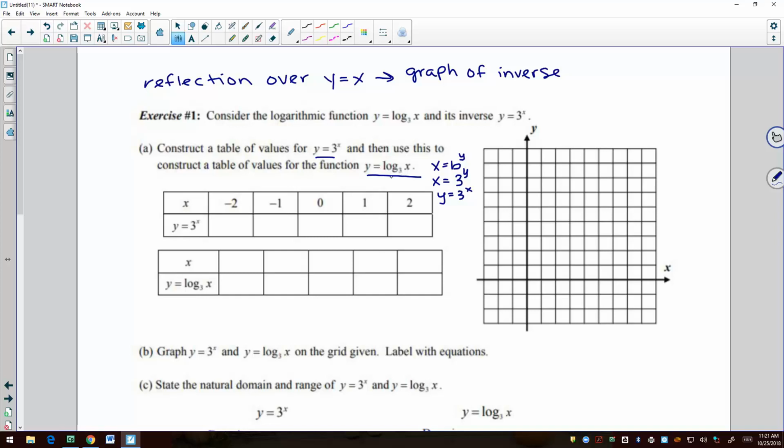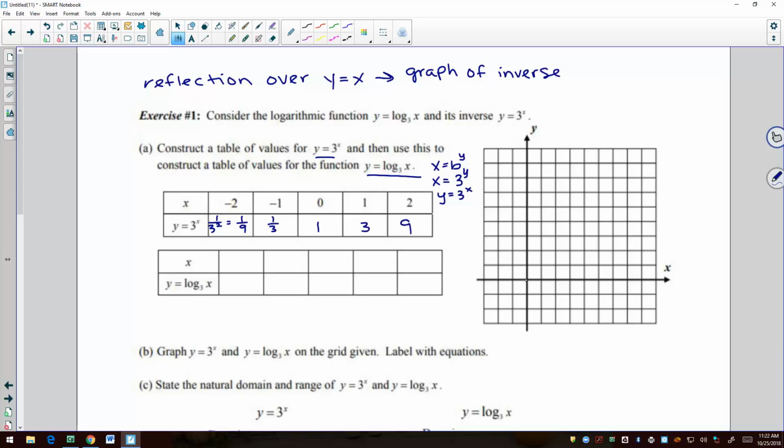So to graph the log one, obviously you could use your calculator, but to do it by hand, you just graph the exponential functions. You're going to plug in all of these x's. You could plug in different x's, but these are the ones that are just there. So 3 to the negative 2 is really 1 over 3 to the positive 2, which is 1/9. 3 to the negative 1 is 1 over 3 to the first, so that's 1/3. Anything to the 0 is 1. 3 to the first is 3, and 3 squared is 9.